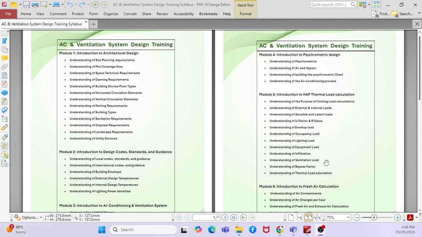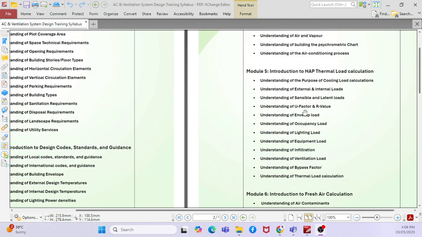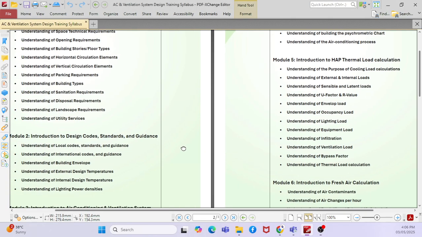Here in thermal load calculation, we will be discussing the purpose of cooling load calculations, external load, internal loads, sensible and latent heats, U factor, R value, the envelope load, occupancy load, lighting load, equipment load, infiltration, ventilation load, bypass factor, and thermal load calculation. So these are a lot of calculations, right? Yes.